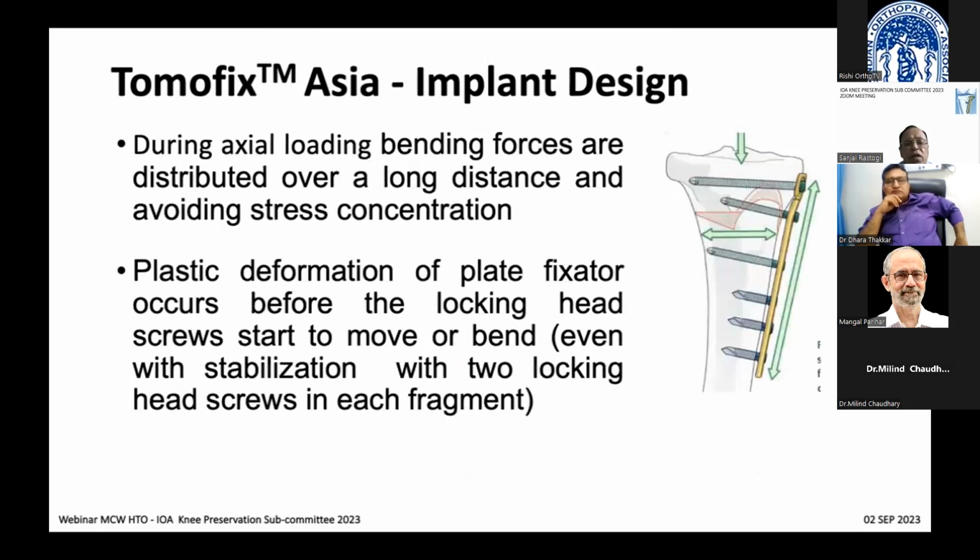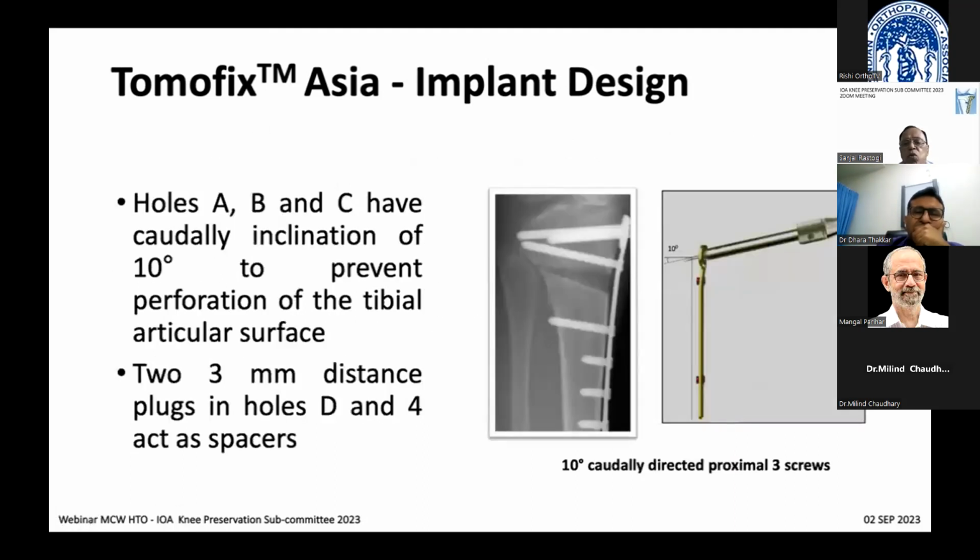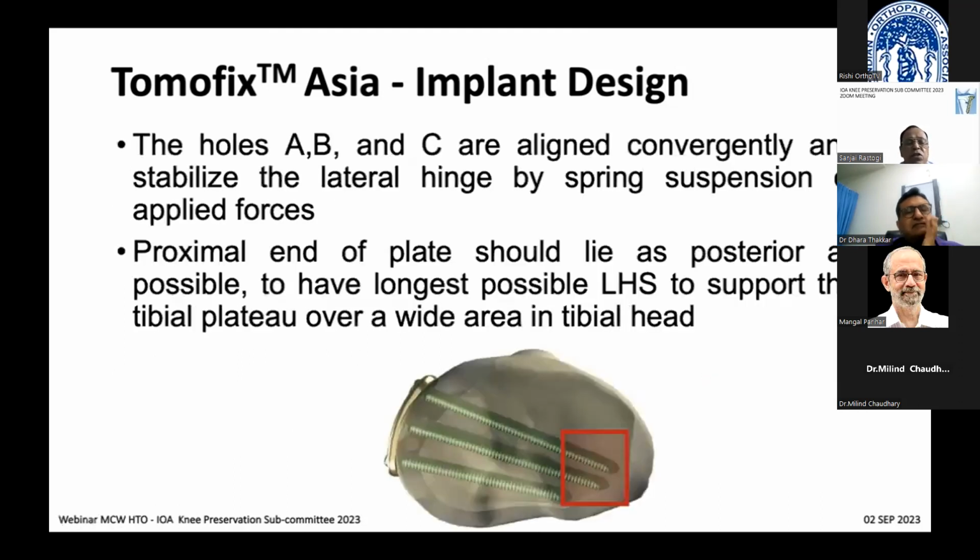Now with the load bearing, there is distribution of forces in a larger area, and this plastic deformation of the plate takes place immediately, which allows micro motion. The holes A, B, C are inclined 10 degrees distally, and hole D and hole 4 take spacers, which are 3 mm, and these help us to preserve the blood supply.